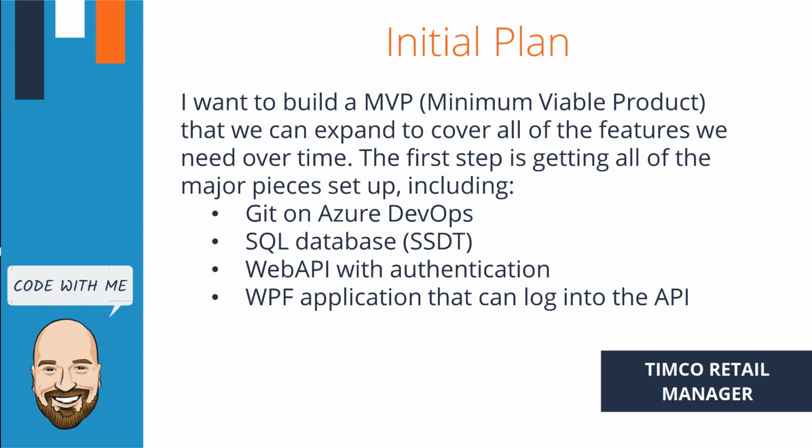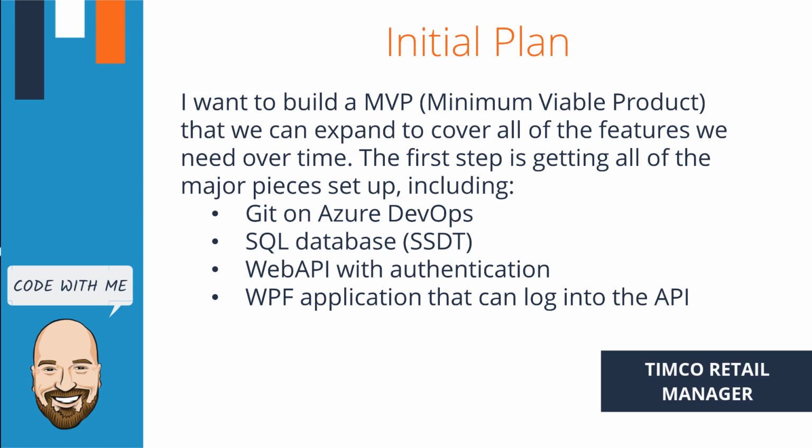Let's look at my plan. My plan is to build an MVP, a minimum viable product, first, so we can expand to cover all the features we need over time. So essentially create this little application that does the bare minimum. And then we'll keep adding features and abilities to it over time to kind of grow it into a full-featured application. So the first step is to get all the major pieces set up.